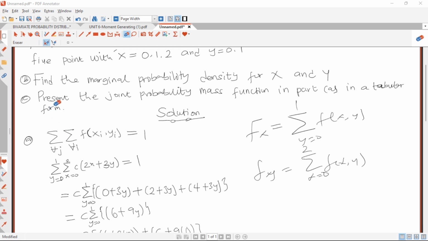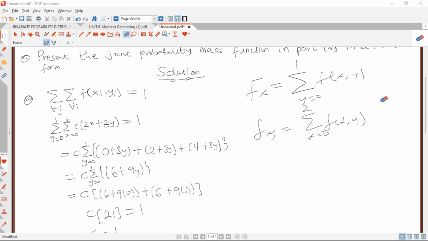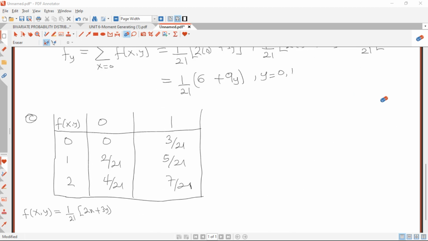So for part c, it said present the joint probability mass function in part A in a tabular form, right? So that is what they want us to do. You see, this will be our joint, and row one will be for x, and column one will be for y, right? So here we have our x to be 0, 1, and 2, and our y to be 0, 1, right?